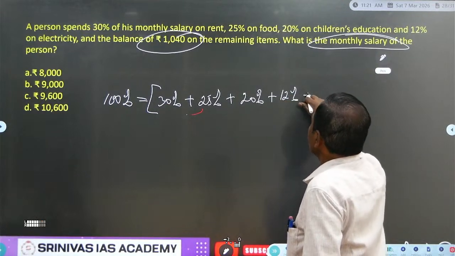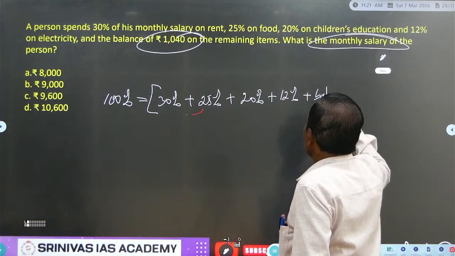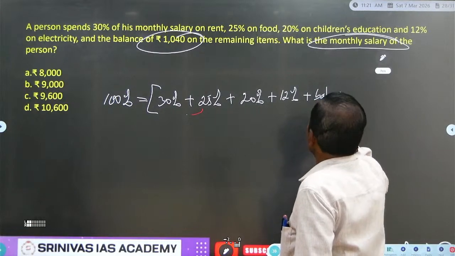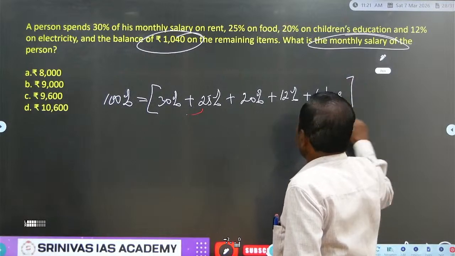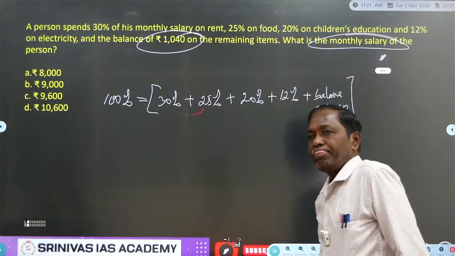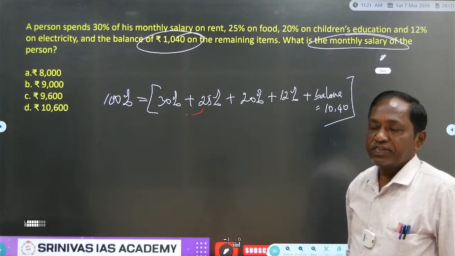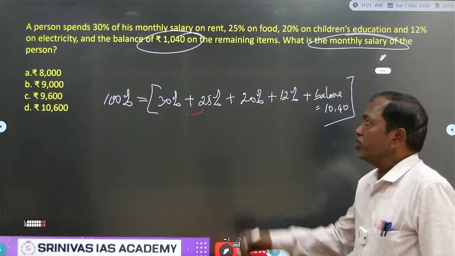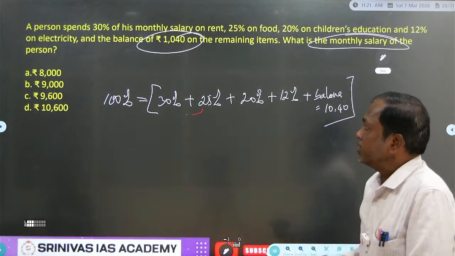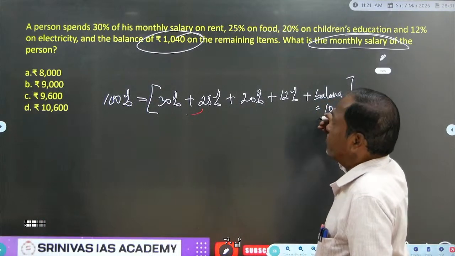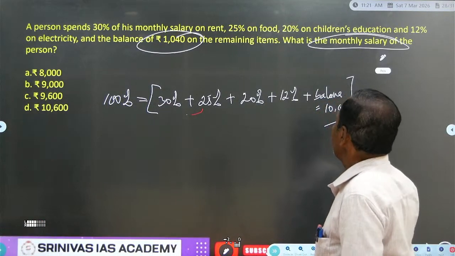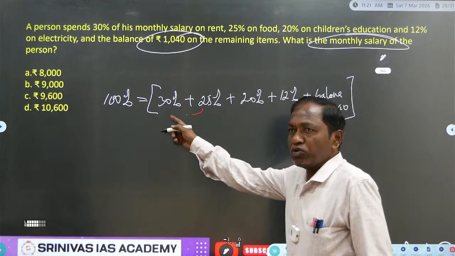and the balance is what? 1040. Right, this is how it is. One line you are finishing it out. The total salary be 100%, and these are the various accounts the person spends, and is left with the balance, which is 1040. Okay.